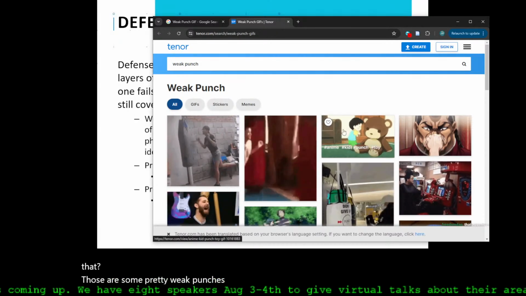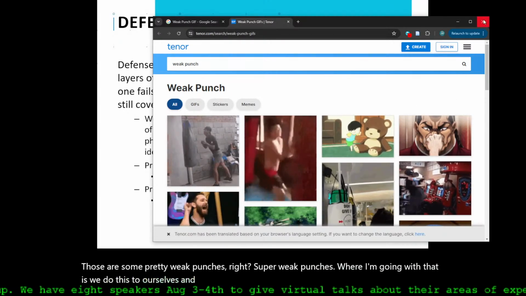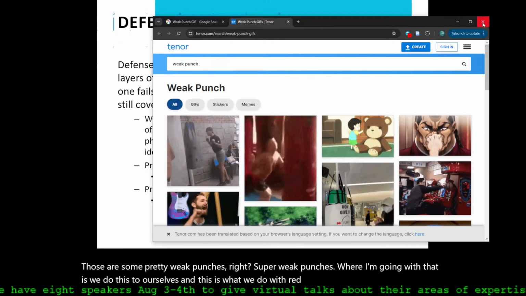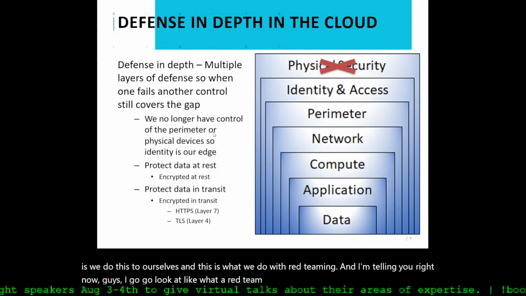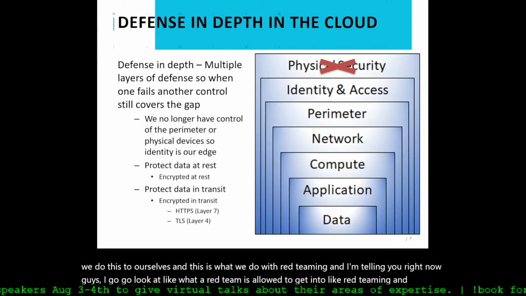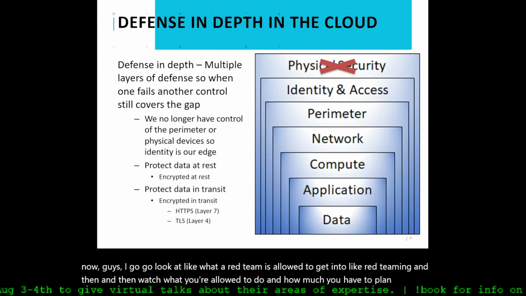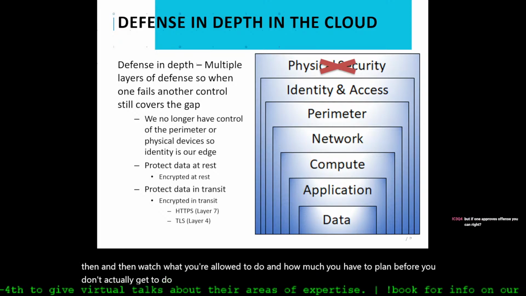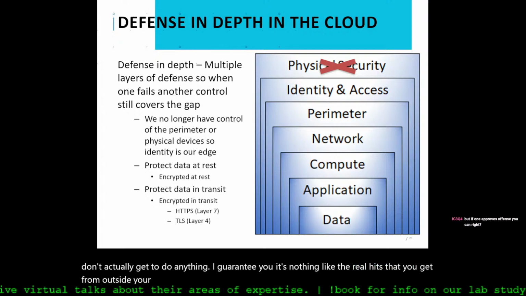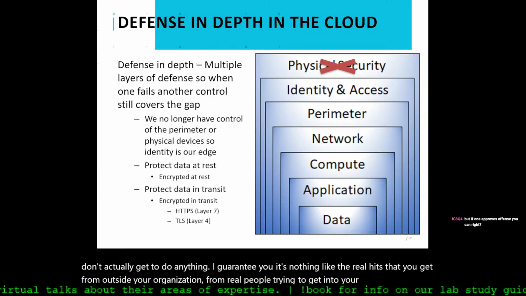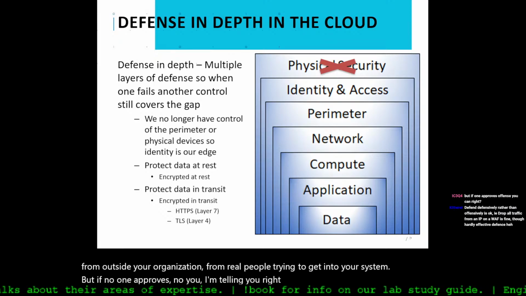Super weak punches. Where I'm going with that is we do this to ourselves, and this is what we do with red teaming. I'm telling you right now, guys, go look at what a red team's allowed to do. Get into red teaming and watch what you're allowed to do and how much you have to plan before you don't actually get to do anything. I guarantee you it's nothing like the real hits you get from outside your organization, from real people trying to get into your system. But if no one approves, I'm telling you right now, you'll get in trouble every time.